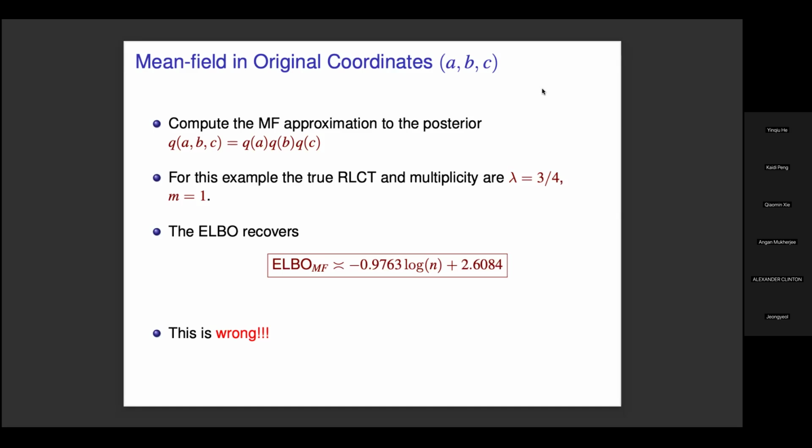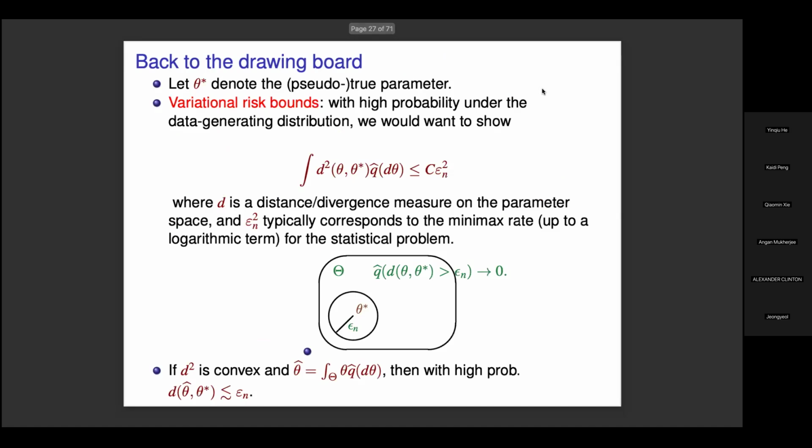The estimate that we obtain is around -1 in front of log n, where it should be 3/4 in front of log n, right? So the Laplace approximation is giving a wrong result that we know, because this is not an identifiable model. And there is a discordance between what the singular theory tells you, which is 3/4, and the mean field inference. So how do we actually correct for it? That's going to be the main question.